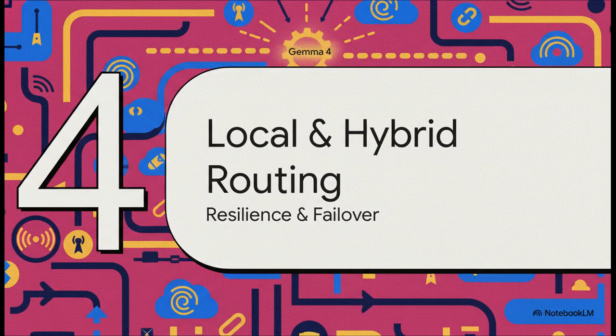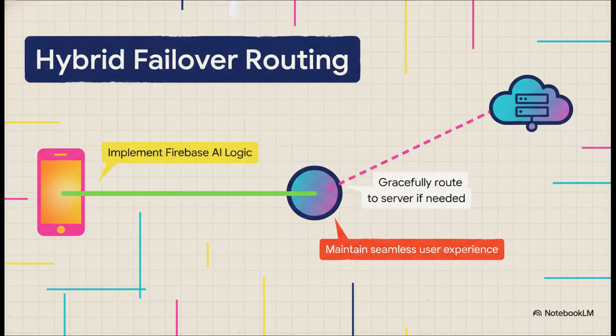Section 4, Local and Hybrid Routing, System Resilience and Failover. Look, not every workflow lives exclusively in the cloud. Building agent features for mobile poses a really unique challenge. What happens if the phone is too old or just lacks the memory to run the model locally?